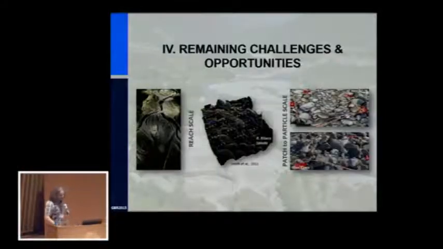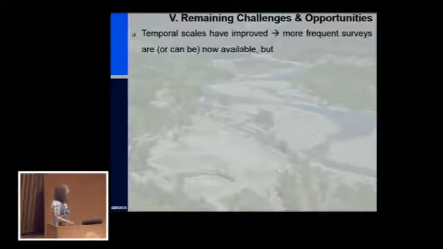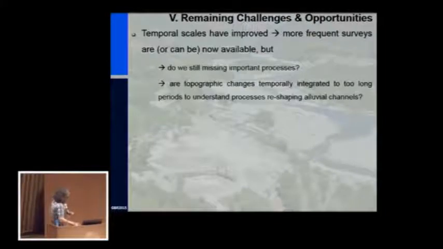So what are some of the remaining challenges and opportunities? Of course, temporal scales have improved, and now with new technologies we are able to get repeat topography very, very quickly, and we can also extend the spatial scales of this topography. But our question is, are we still missing important processes? Even if we are able to work at the flood scale, are topographical changes temporally integrated over too long periods to understand the processes that reshape alluvial channels?